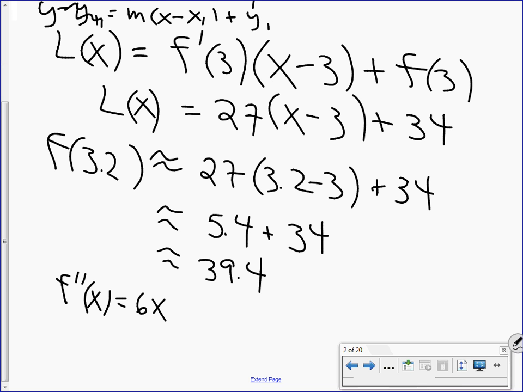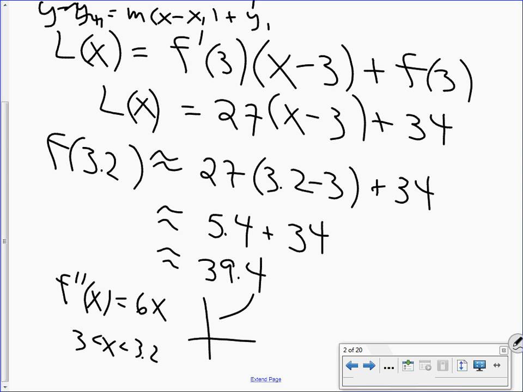That's true. But in between 3 and 3.2, for that part of the graph, when x is a number in between 3 and 3.2, 3 is where I drew the tangent line, and 3.2 is the number I'm plugging in, is that going to be positive or negative? Positive. So is my graph concave up or concave down over there? It's concave up over there. So I just care about that part of the graph.